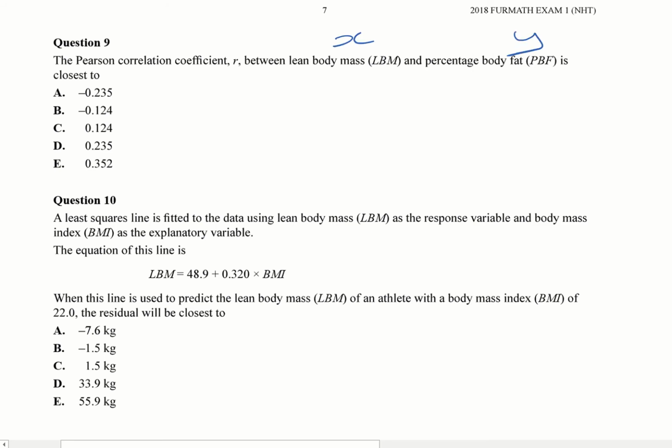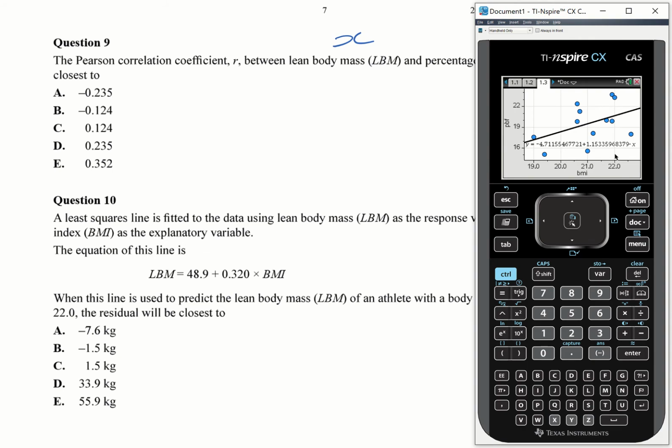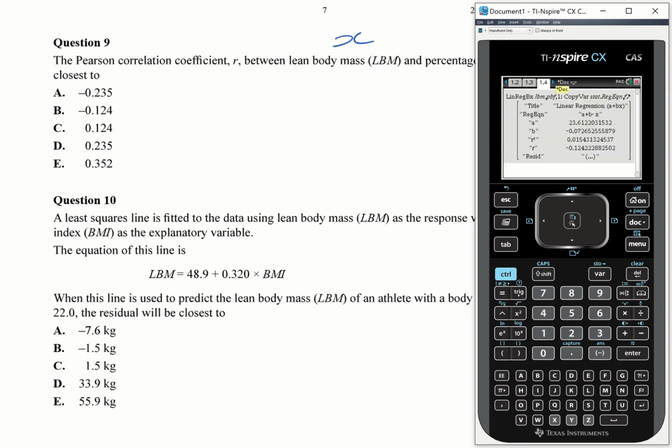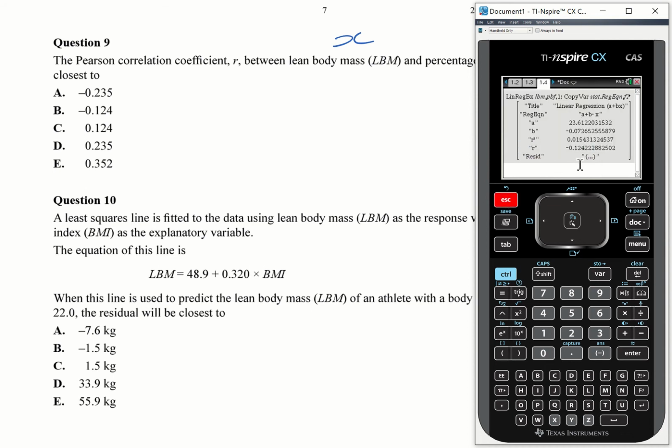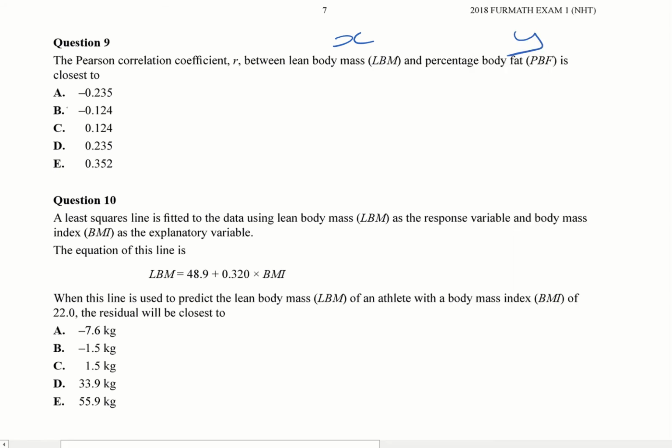And PBF, percentage body fat, which is our Y. And as you can probably guess, I prepared something earlier. And you put that in your calculator. If you can't remember how to do it, it's menu, stats, stat calc, and you want to go linear regression. Okay, so let's get back out of that because we just want the... So we're going to go negative 1.24. So remember, we just want R. Negative 0.124 is B. There's our answer.